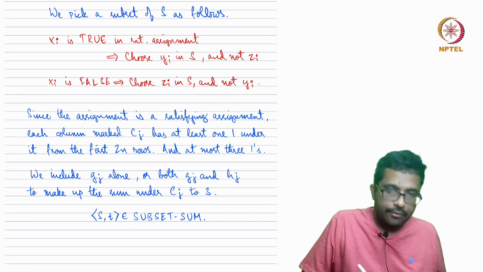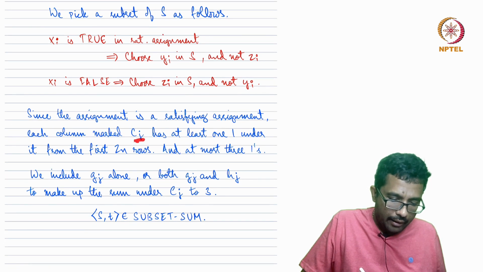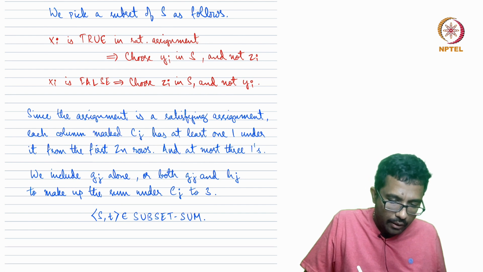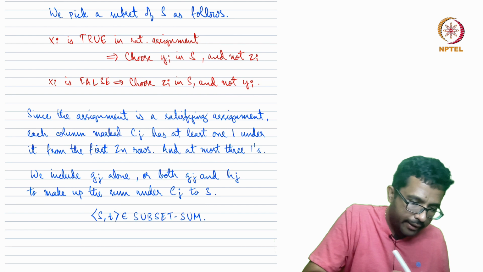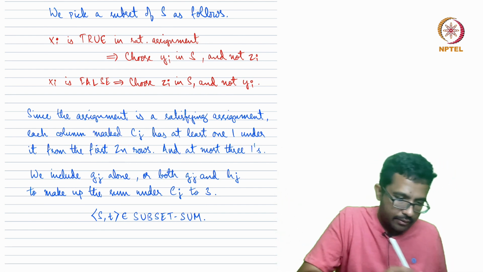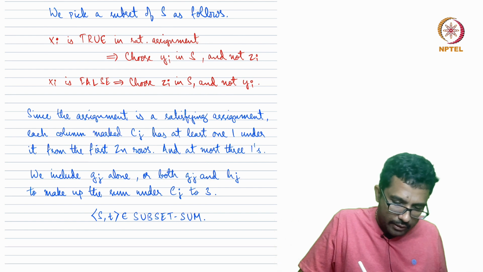And because of what I said, under each column, it has at least one from the first 2n rows. This is 2n rows, not zn rows. And at most 3 ones.